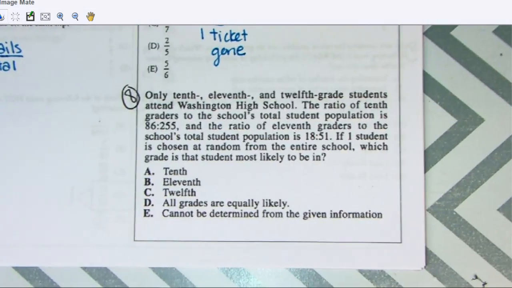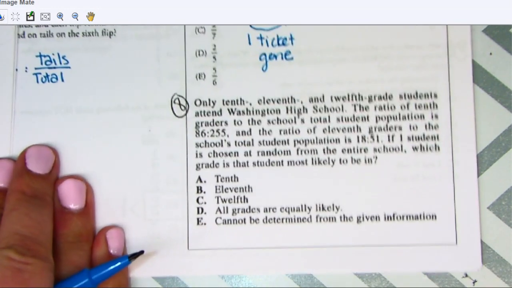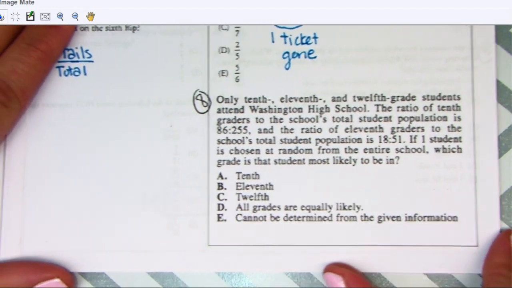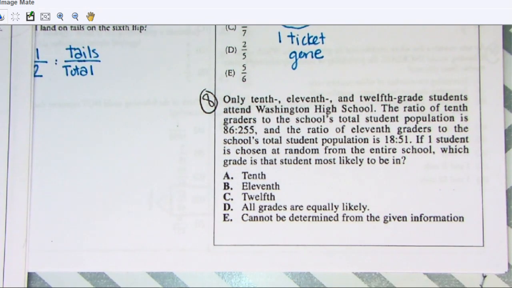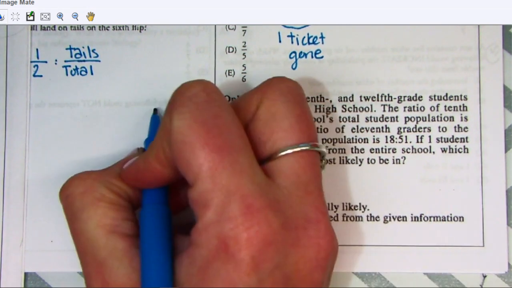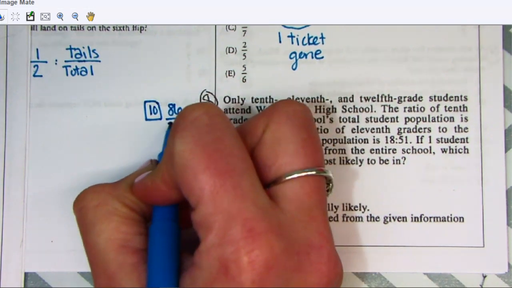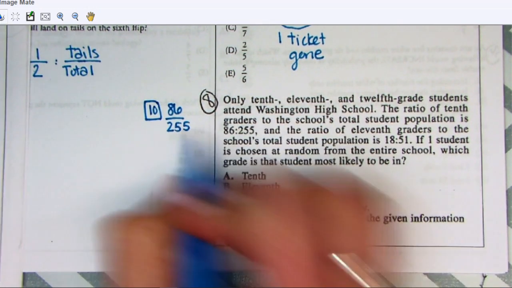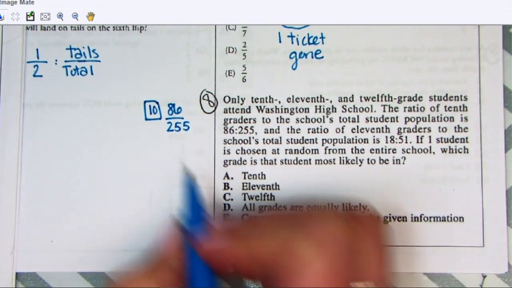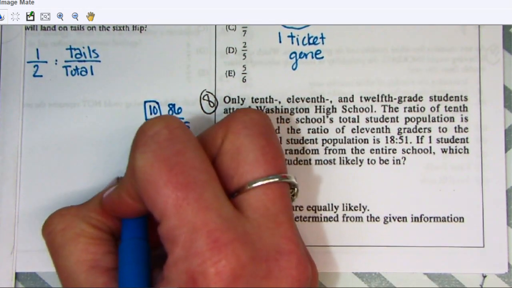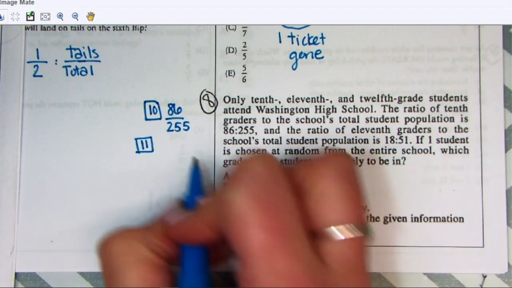Number 8 is a tricky problem, but mathematically it's not that bad. So I'm going to scoot over here to use this room over here to assist me. So it says only 10th, 11th, and 12th grade students attend this high school. The ratio of 10th graders to the school's total population is 86 to 255. So for 10th graders, there are 86 out of 255. So we know that there are 255 kids total. The ratio of 11th graders is 18 to 51.